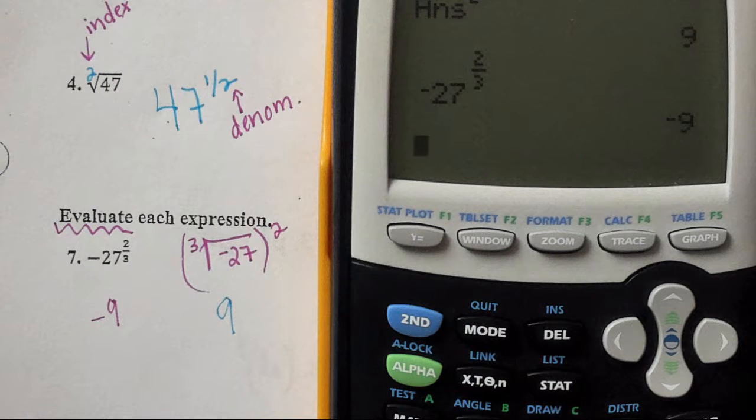2 divided by 3. And I got negative 9, which is the correct answer. Or is that the correct answer? Did I type that in right? I don't think I should have put my negative 27 in parentheses, Miss Brister. I think it should be positive 9. Because cube root of negative 27 would be negative 3, but negative 3 squared is still going to be positive 9.